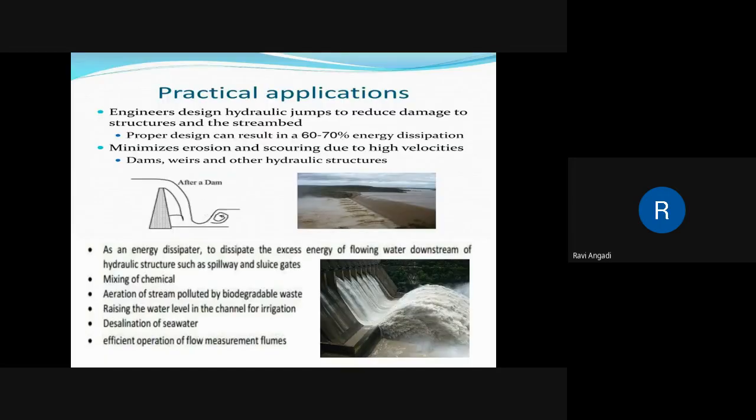So look at this picture here. Suppose the jump is not created here, what will happen? The flow has a very high velocity. If the hydraulic jump is not taking place here, what will happen? There is a chance of getting erosion, right? Because it's a high velocity. Yes or no? Yes, the erosion will take place.